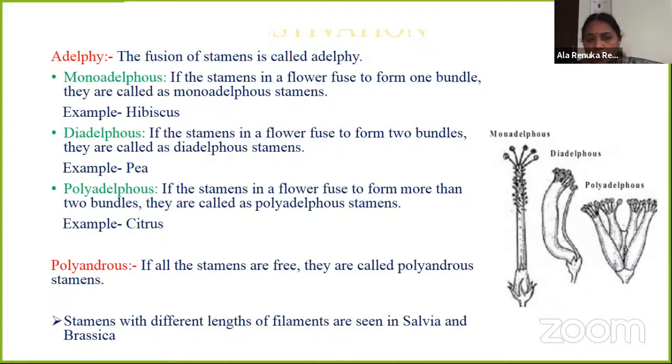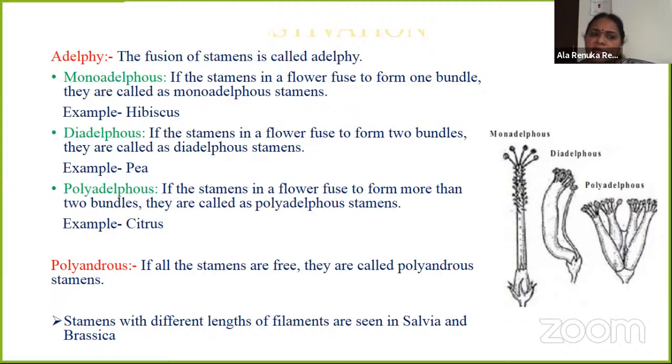And the number of stamens may be 1, 2, or many. The fusion of the stamens is called adelphi. These stamens may be fused, or they may be free. If they are fused, they are described as adelphi. The fusion of stamens is called adelphi.